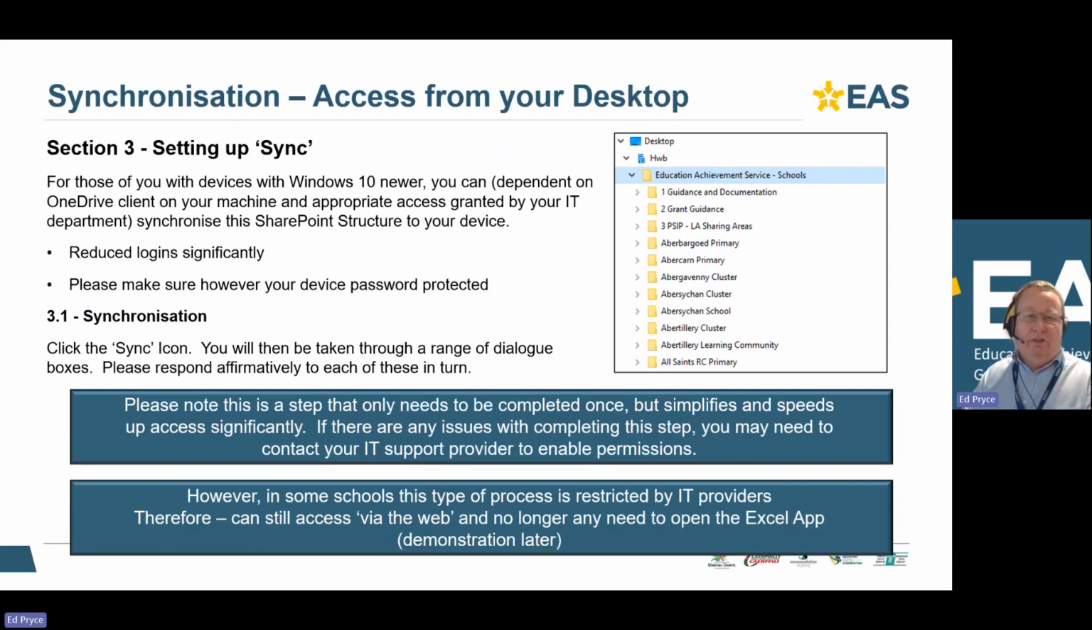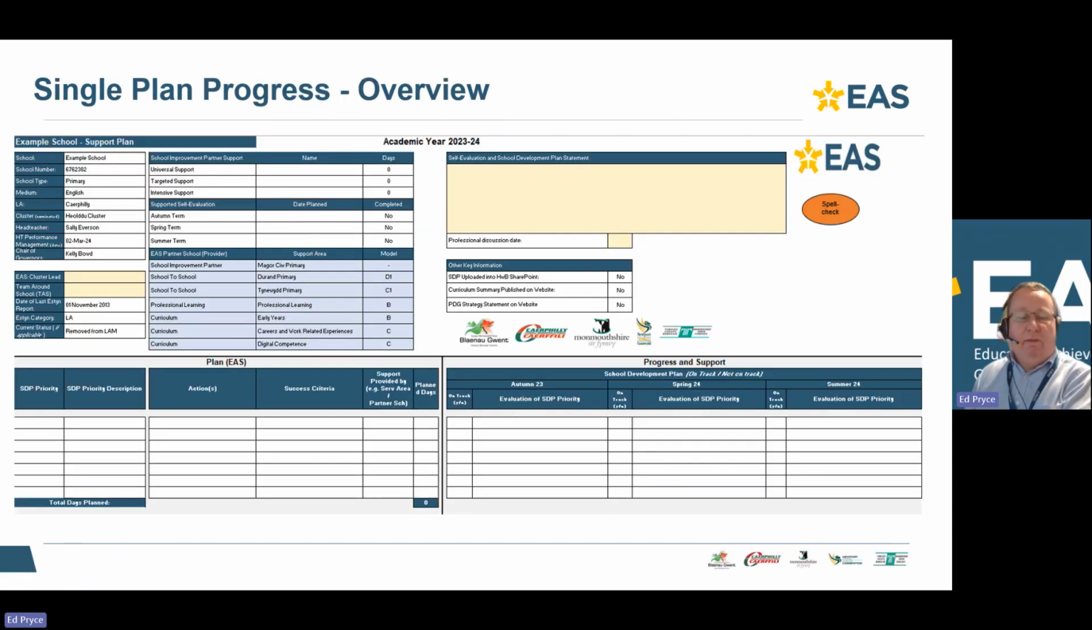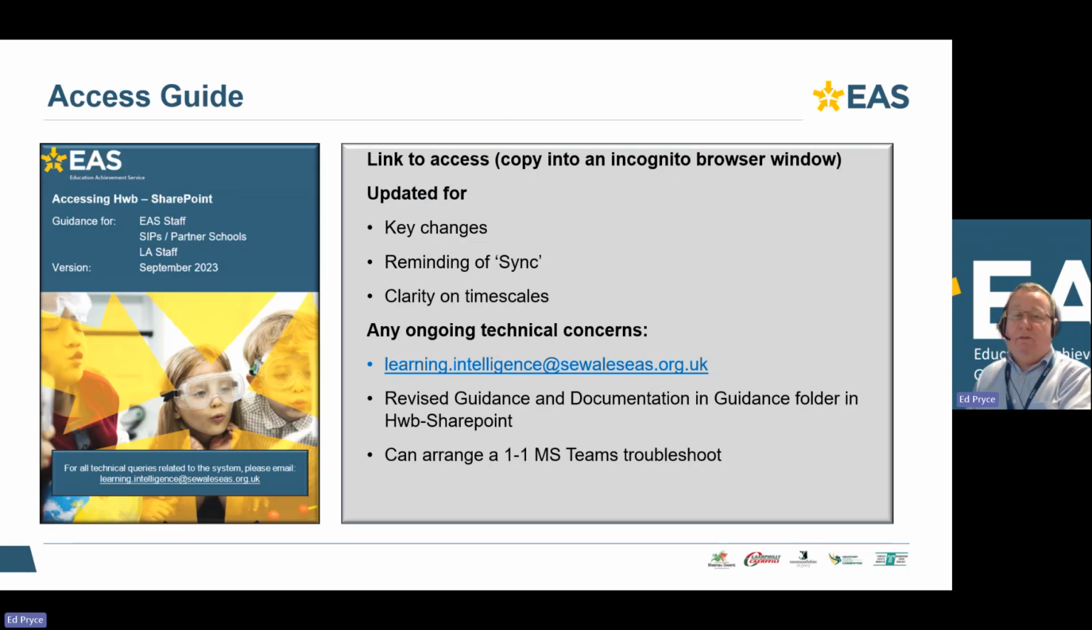Sync, you only need to do it once, but it will make life a lot easier for you if you do. You may have access policies where the local authority is blocking what you can access, but let your support provider know if you have any issues with that. It's worth a reminder as well, if you have ongoing issues, email learning intelligence rather than anybody individually within the EAS, and the team will get it to the right people to be able to provide support to you, even for one-to-one troubleshooting.